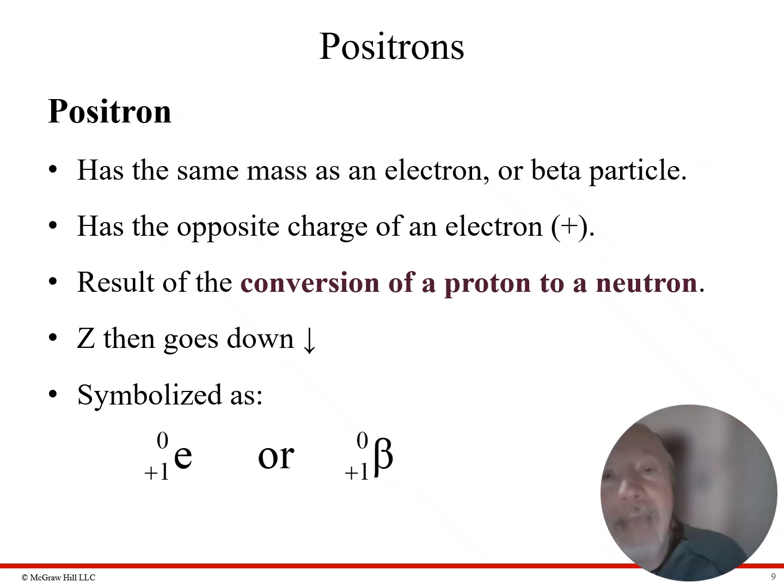A positron has the same mass as an electron or a beta particle, but it has the opposite charge of an electron. It is actually a positive charge coming off, and it comes from the nucleus. This comes from the proton. The proton loses its positive charge, and the proton gets converted into a neutron. So it's the very opposite of a beta particle. The Z value then goes down by 1. So you're going to lose a proton and gain a neutron. And of course, when the Z value changes, you change the elements.